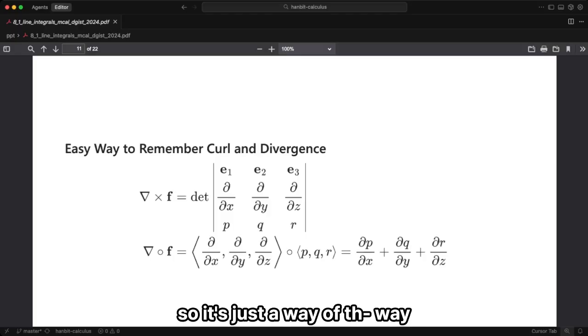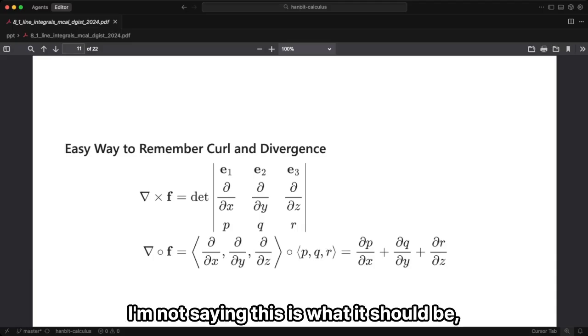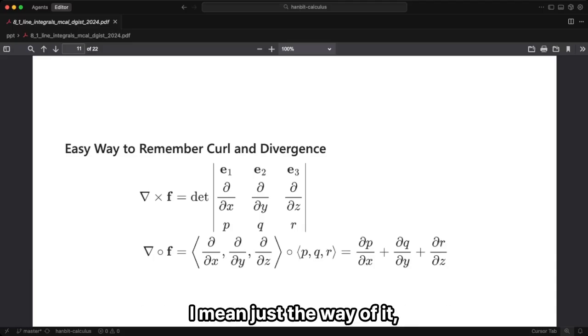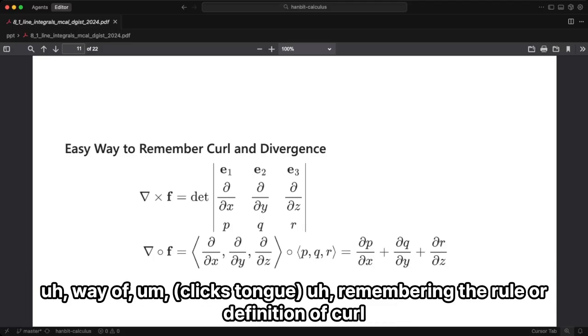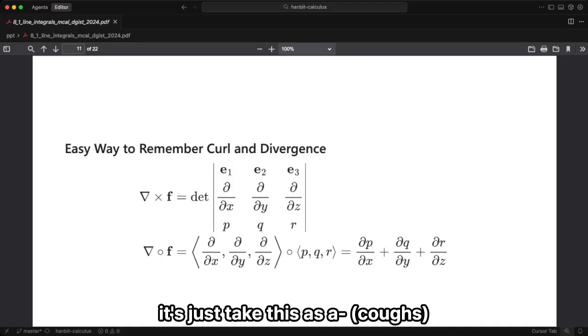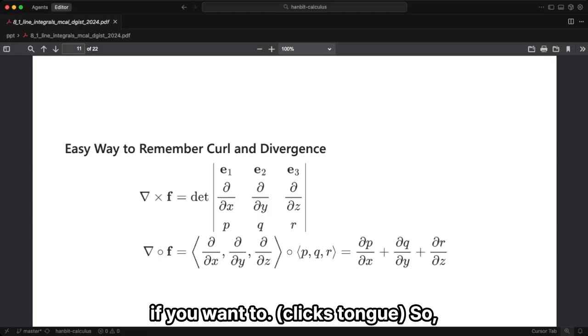So it's just the way of defining this curl and divergence. I'm not saying this is what it should be. I mean, it's just a way of remembering the rule or definition of curl and divergence, because it's easy. You can take this as a definition if you want to.